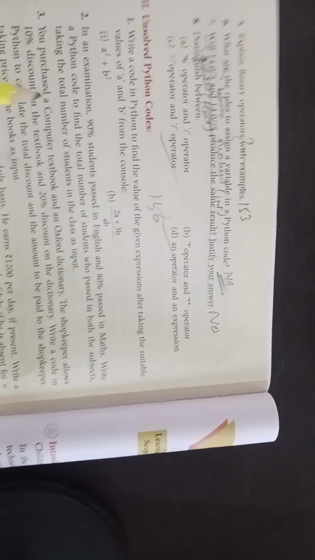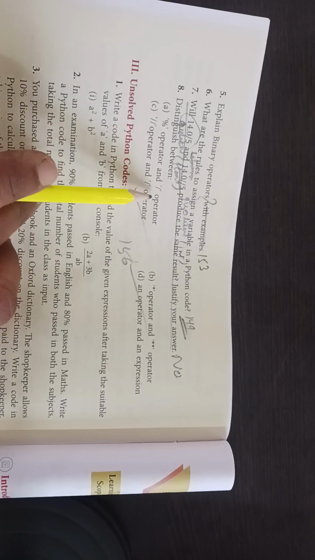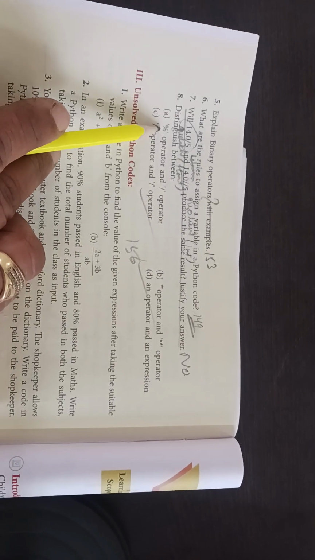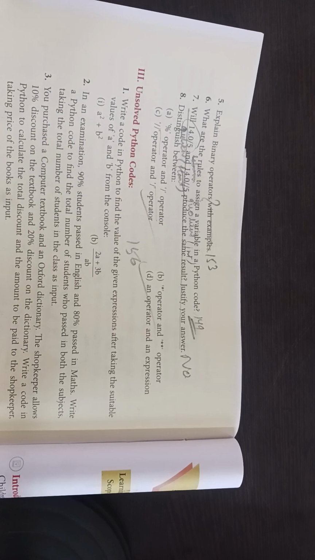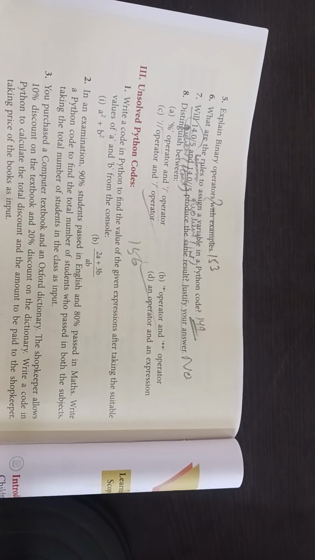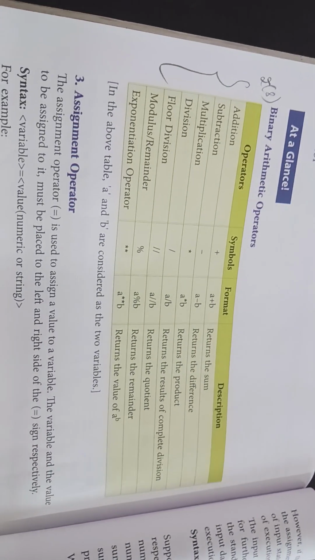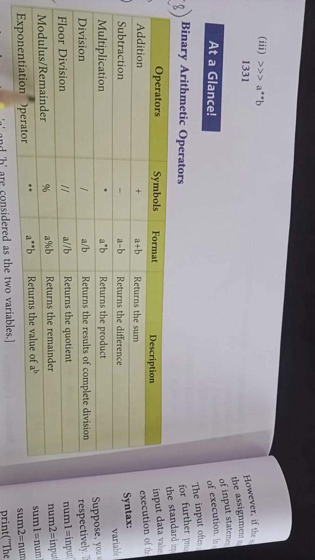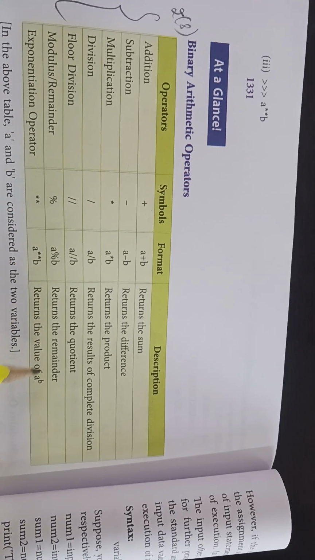Now the last question: distinguish between. They have given you two operators and you have to tell what is the difference between this operator and this operator. For this you have to make a table and then you can write in your own words. Student, for this you have to open your page number 156. Make this table at a glance for all the operators. Fine. So in this way you can write the answer for this question.